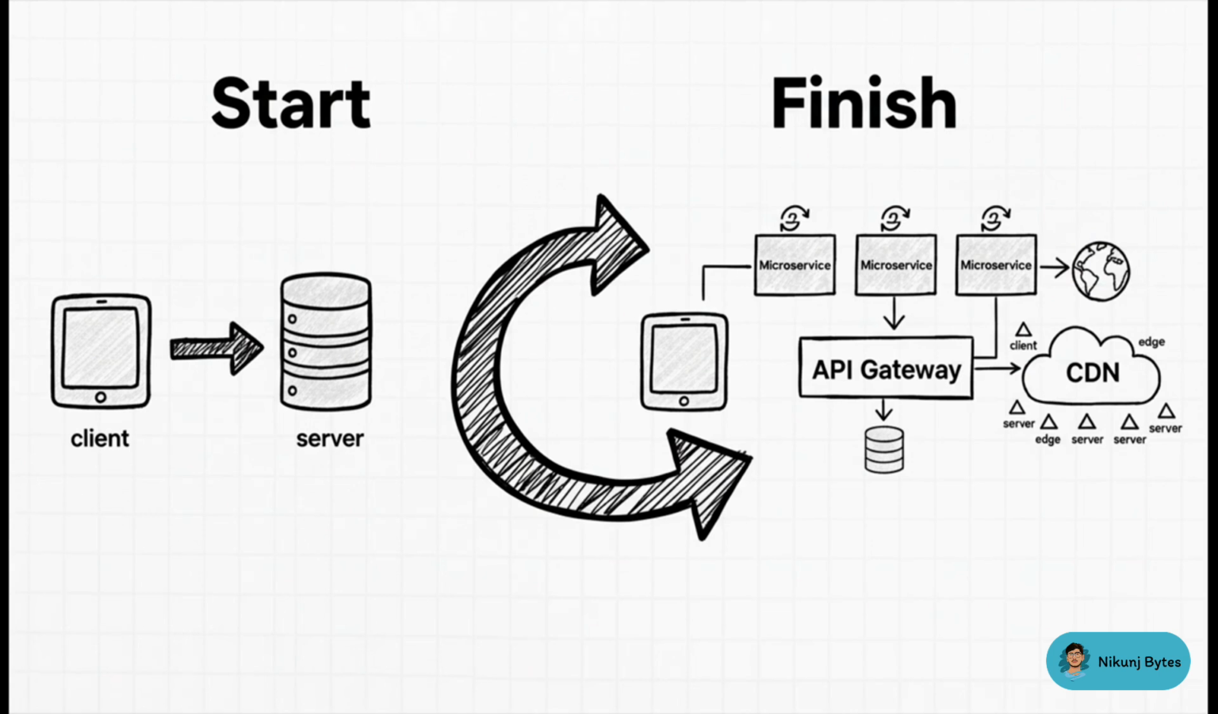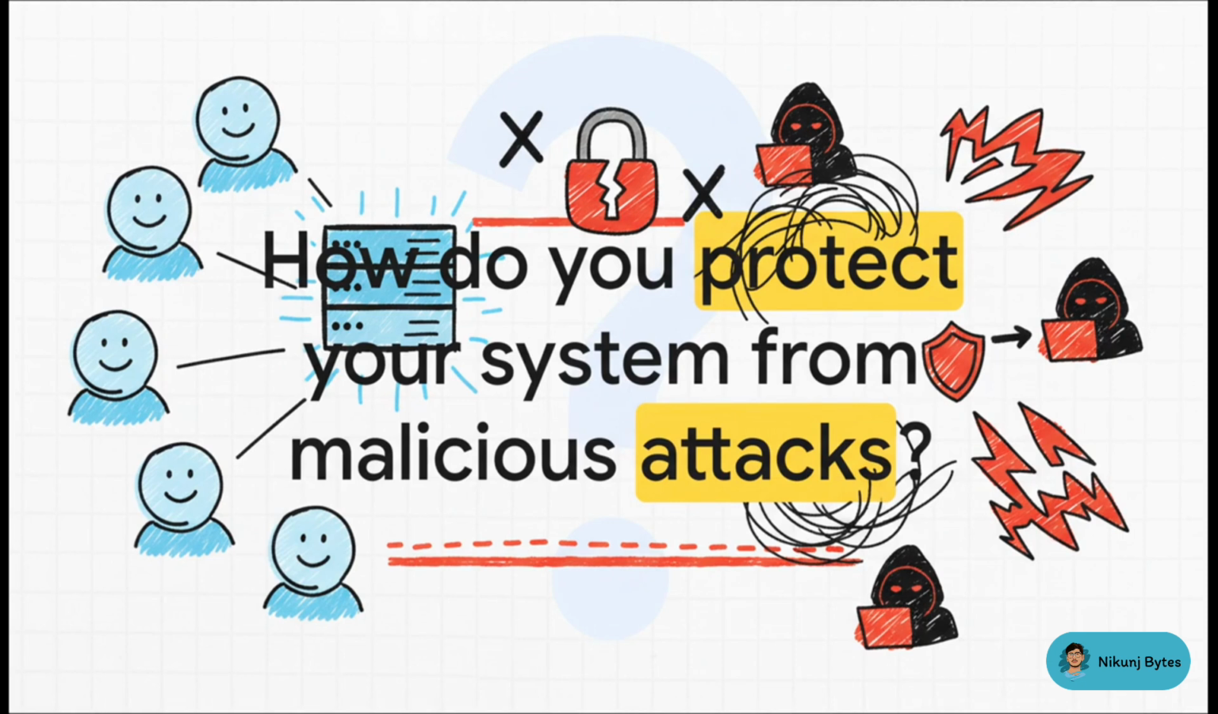So let's just pause for a second and look at what we did. We started with the absolute simplest thing you can have: one client talking to one server. And then, step by step, we solved one problem after another until we built this global, resilient, incredibly fast system that can handle millions of users. We've designed a system that can handle success. It can handle millions of real users.